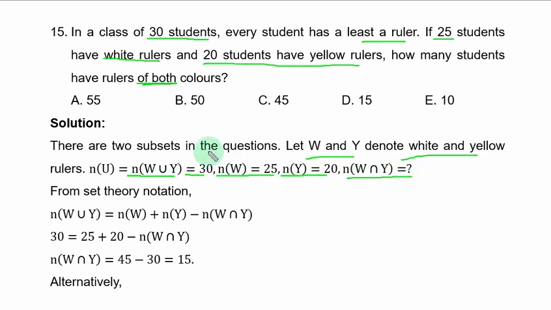From set theory, the union of two sets can be expressed in this form. So you represent the various parts with their respective values except for the intersection. You transfer the intersection to the left, it becomes positive. If you add these two, you have 45. You transfer plus 30, it becomes minus 30. When you subtract, you have 15. That is option D. Alternatively, you can as well use a Venn diagram to get the intersection.